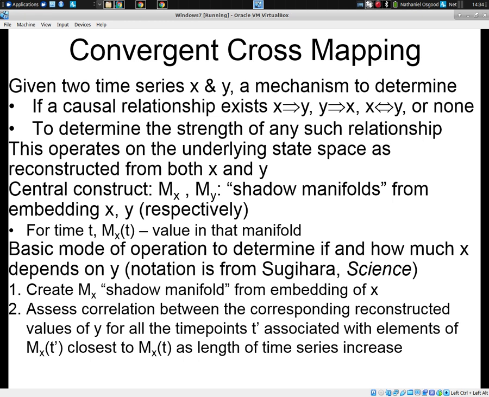And the basic deal here is we are going to reconstruct a shadow manifold using that time series. So if you want to assess if y is driving x, we are going to reconstruct the state space from X. Okay, this is the shadow manifold. And we're then going to go through a process of basically assessing if information about Y is encoded in that reconstructed state space.